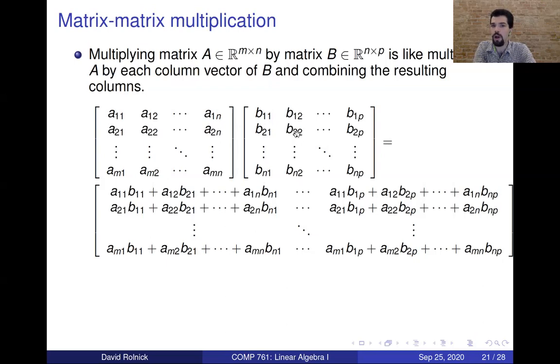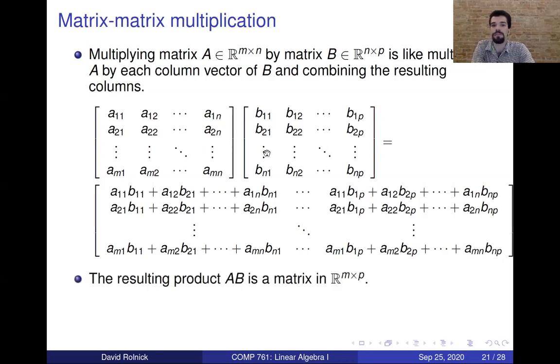The next column of the result is this second column of B multiplied by the entire matrix A. So this column dotted with this, dotted with this, and dotted with this. And then the final column is this final column of B dotted with every row of A again. Okay. So matrix-matrix multiplication is basically just like matrix-vector multiplication, and matrix-vector multiplication is basically just like the dot product. So everything is built on the dot product.